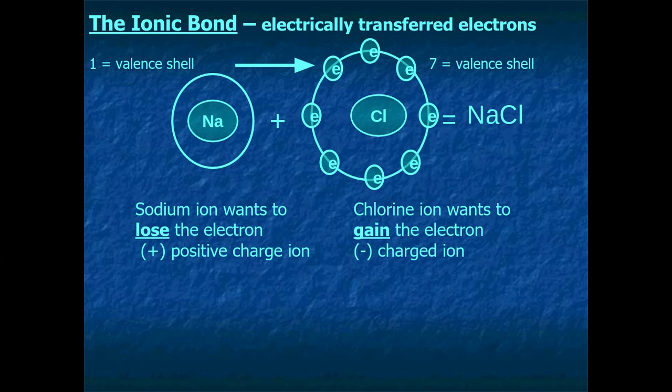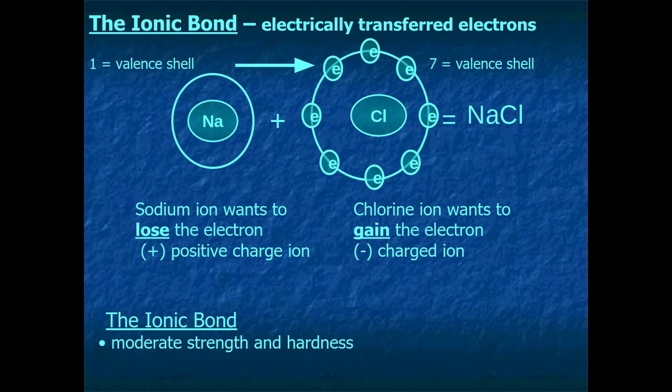So again, this is a great example of an ionic bond. And in this case, the electron was electrically transferred from the sodium to the chlorine. So we would say an ionic bond is an electrical transfer of electrons. The ionic bond, when it becomes a mineral, really represents a very moderate strength and hardness. So in many cases, if you're looking at a mineral that's been ionically bonded, you can often scratch it with your fingernail, scratch it with a knife blade, because basically you're breaking these little ionic bonds.